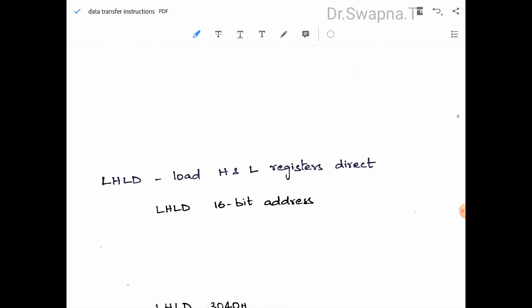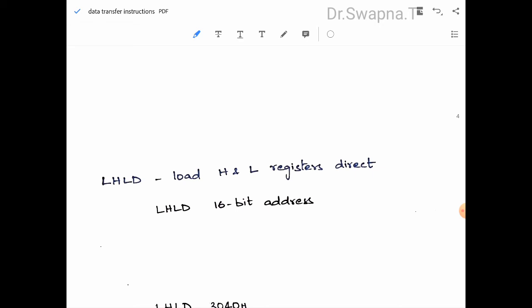Yeah. Next one, LHLD, load HL registers direct. Load H and L registers direct. And the template for it is LHLD 16-bit address. Now this instruction copies the contents of the memory location pointed out by the 16-bit address into register L, and it copies the contents of the next memory location into register H.